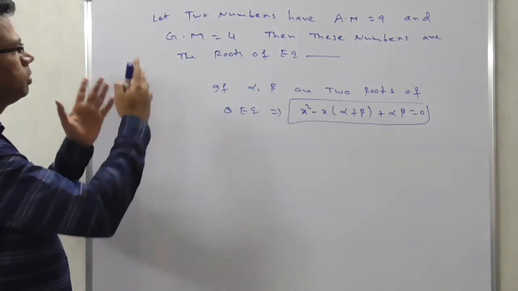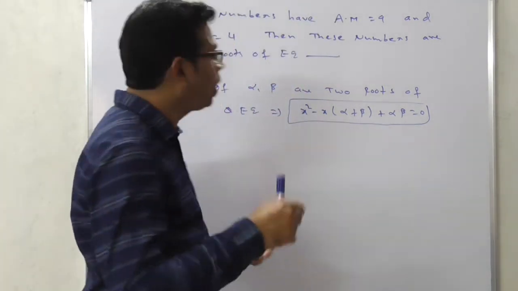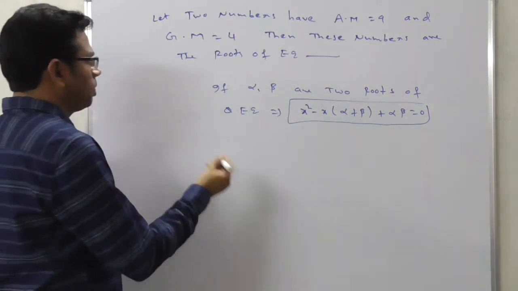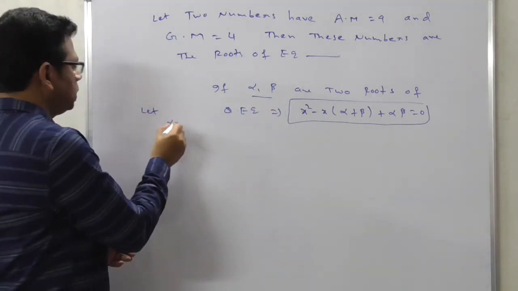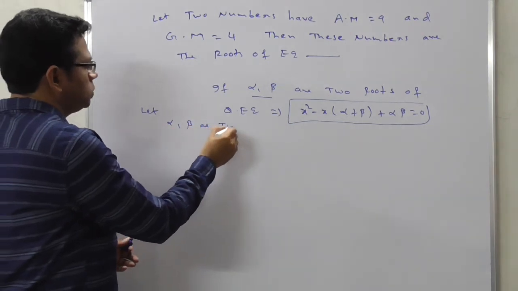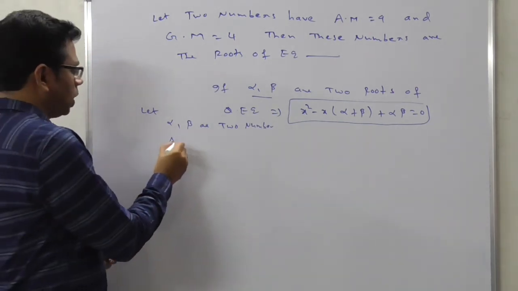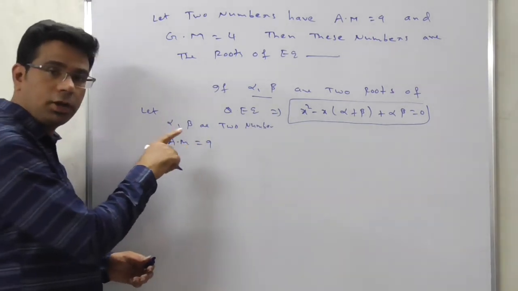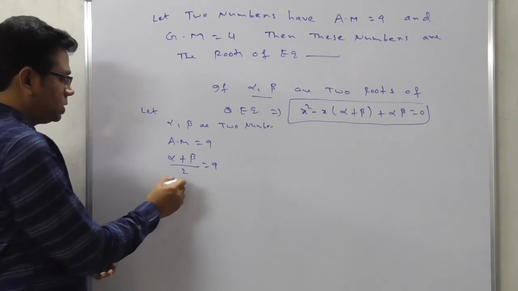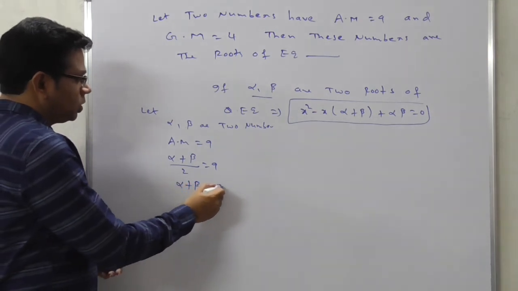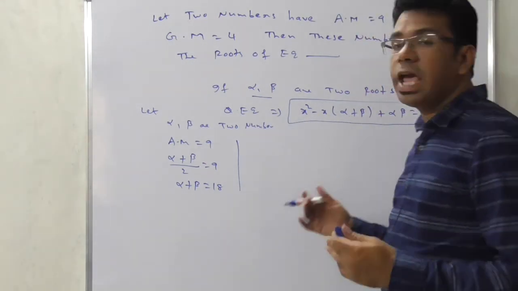Now use this concept in the question. Two numbers have AM equal to 9. Let alpha and beta be the two numbers. Whatever it will be, no problem. Given AM equal to 9. What is the AM of alpha and beta? That is alpha plus beta by 2 is equal to 9. From this we can write alpha plus beta is equal to 18. Clear now? Very good.